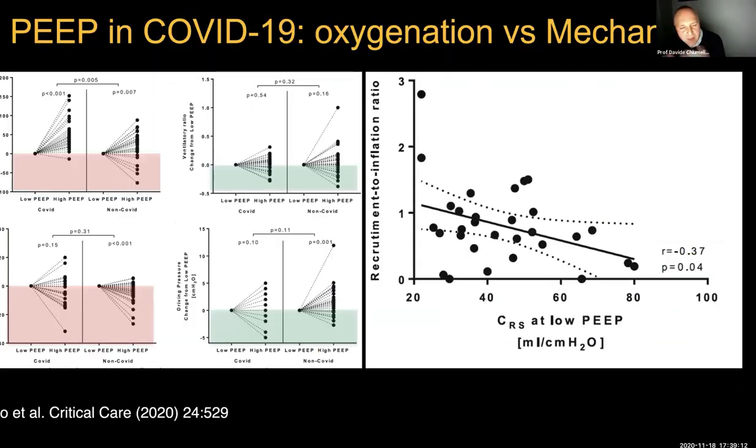Now, PEEP. PEEP is very interesting because, in this different study in COVID-19, you can see on your left-hand side, in the upper quadrant, that going from low PEEP to high PEEP, most patients will improve their PF ratio. But the ventilatory ratio goes down in some patients, while for most of them it goes up, indicating increasing dead space with COVID, with high PEEP.